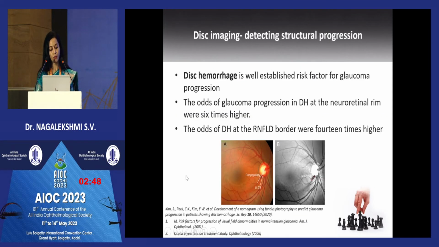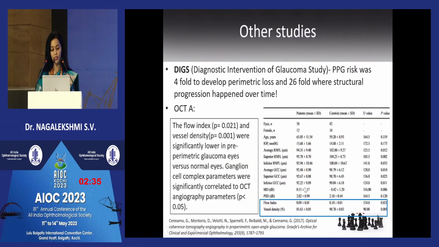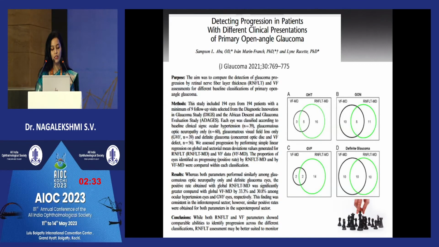Talking about disc hemorrhage, the odds of disc hemorrhage causing progression, the presence of disc hemorrhage in rapid progressors were higher when it was present along the neuroretinal rim or along the area of nerve fiber layer defect. There were also similar other studies which prove the role of structural test in detecting progression, especially in early preperimetric and mild glaucomas, much earlier than the functional test.